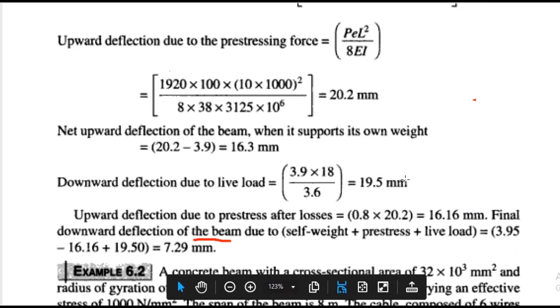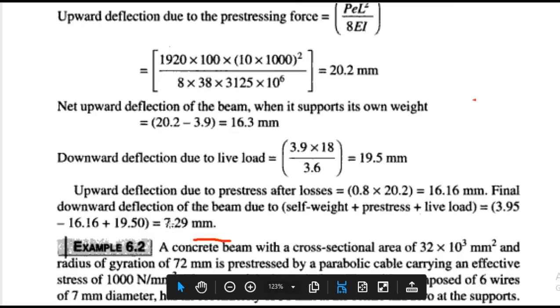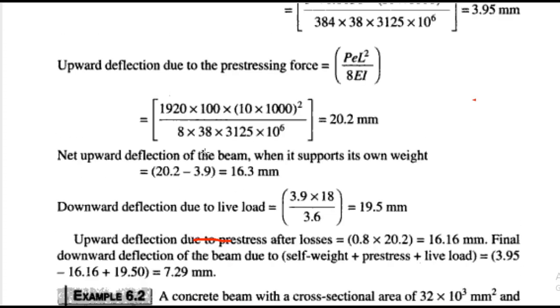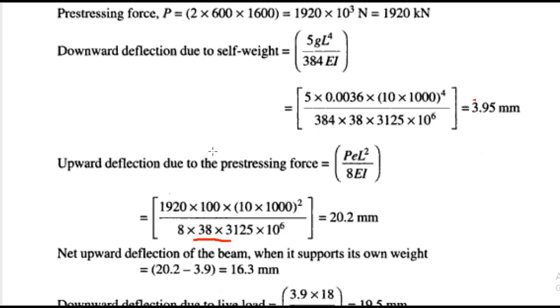And next, the upward deflection due to pre-stress, which we already calculated, we are getting this value as 16.16. Plus 19.50 is the downward deflection due to live load on the member. By combining all these values, the final deflection we are getting in this beam is 7.290 mm. In this way, we calculate the deflection of the pre-stressed concrete member with the profile of the tendon in the pre-stressed concrete beam.